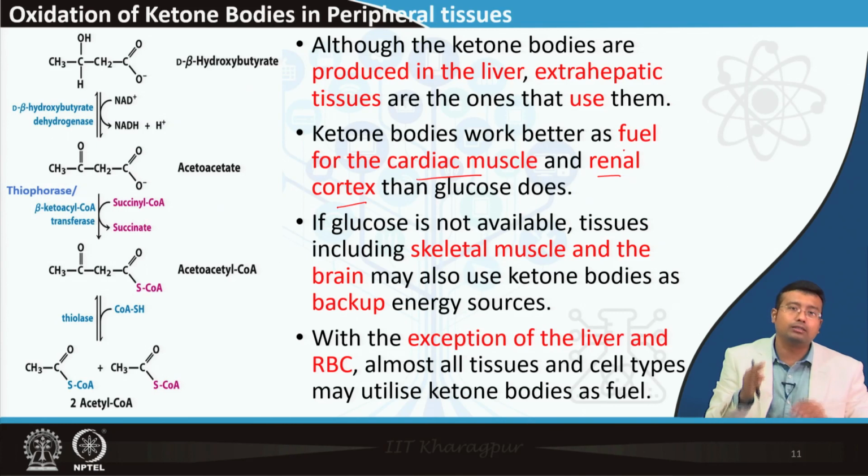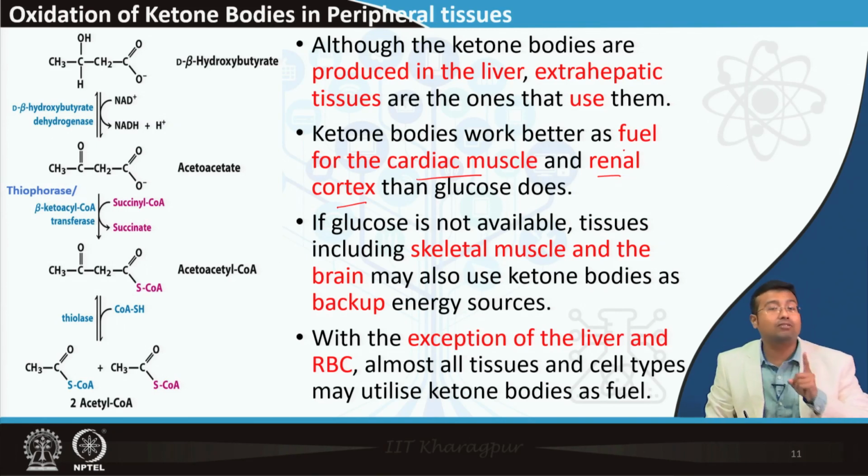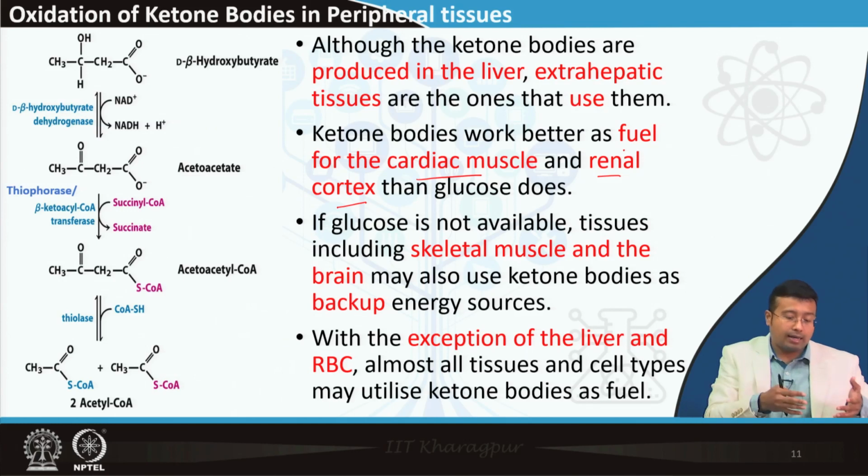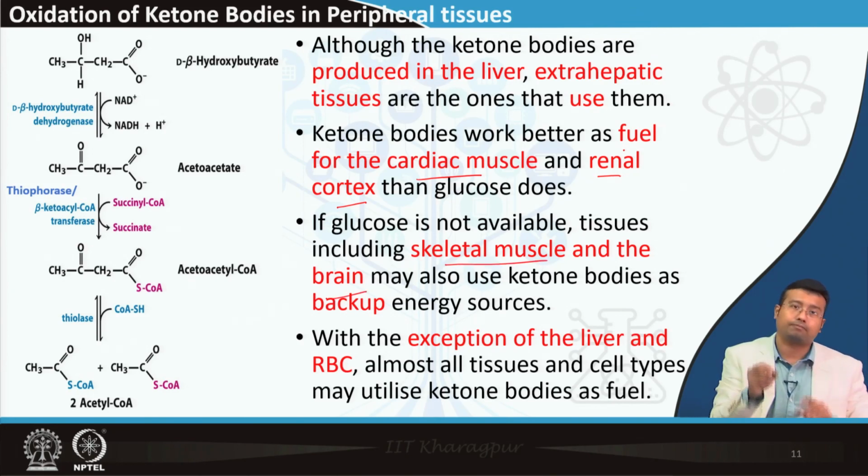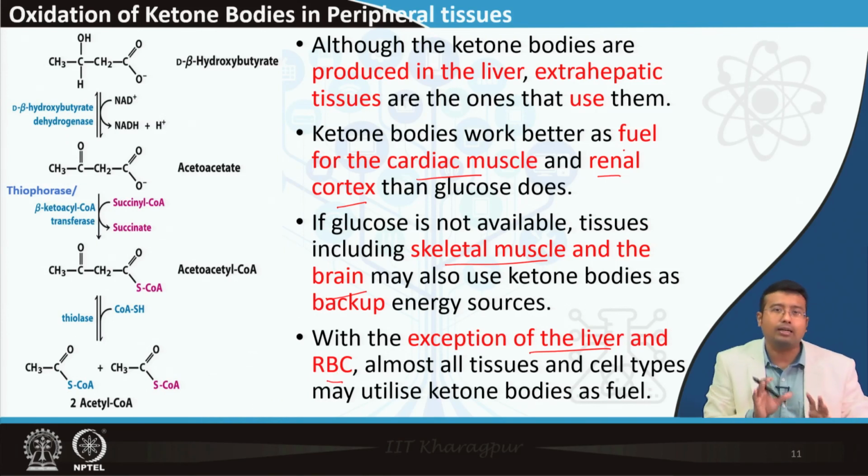Next, in situations where glucose is not available, that is one situation where, as we are seeing, excess ketone bodies are produced, in diabetes or in starvation, right. So, our body has adapted in such a way that even when glucose is absent, tissues like brain and skeletal muscle can still function with ketone bodies as backup energy sources. Basically, with the exception of liver and RBC, almost all tissues can use ketone bodies as fuel in emergency situations.